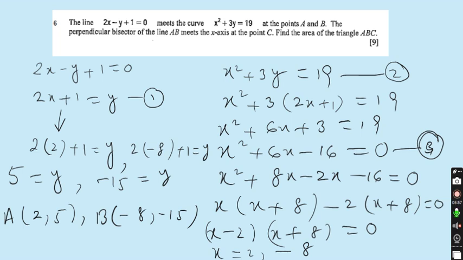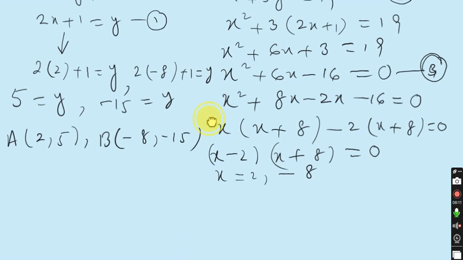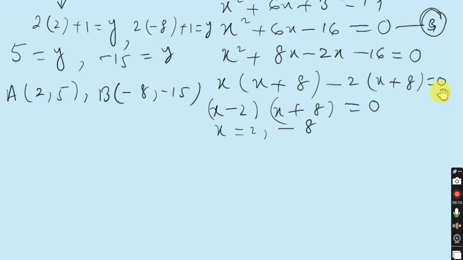Now, after finding the coordinates of A and B, look carefully at the question again: the perpendicular bisector of the line AB. So it means we have to find the equation of the line that is the perpendicular bisector. Another name for the perpendicular bisector is the straight line. How do we find the equation of the perpendicular bisector? First we have to find the midpoint of AB.